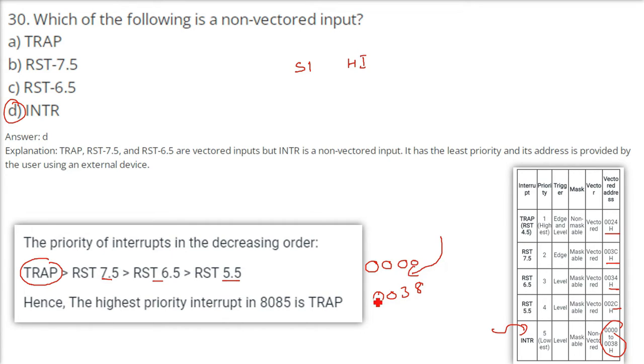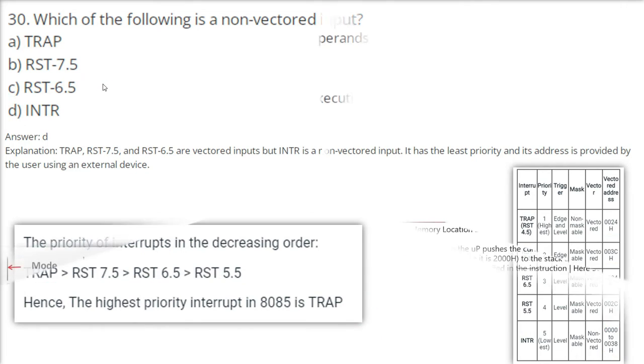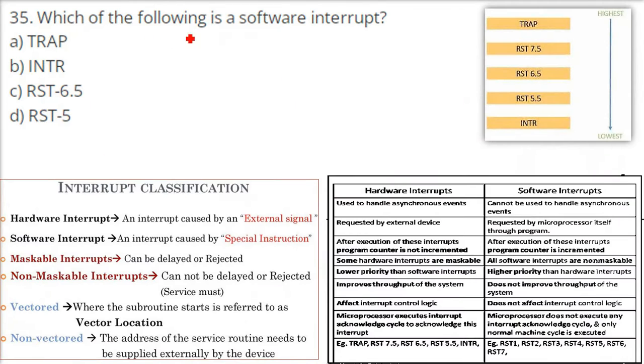The user will not provide it. The system will not provide it. It has to come from the external device. That is why it is a non-vectored input. If it were, say, RST 7.5, it has a proper address, 003C. So trap, RST 7.5, 6.5 are vectored inputs, and INTR is non-vectored.